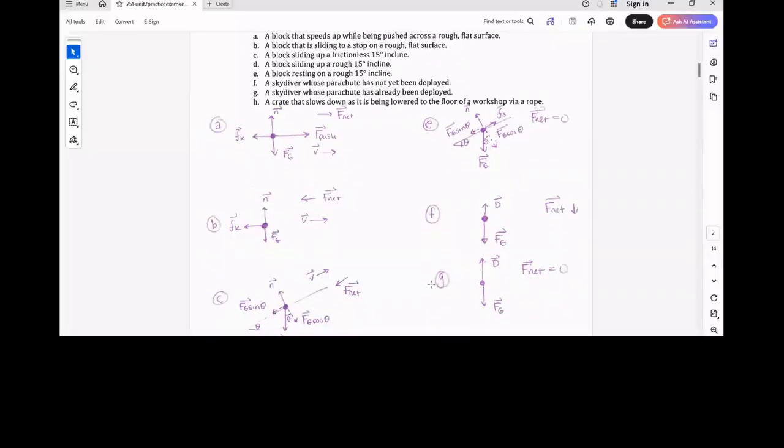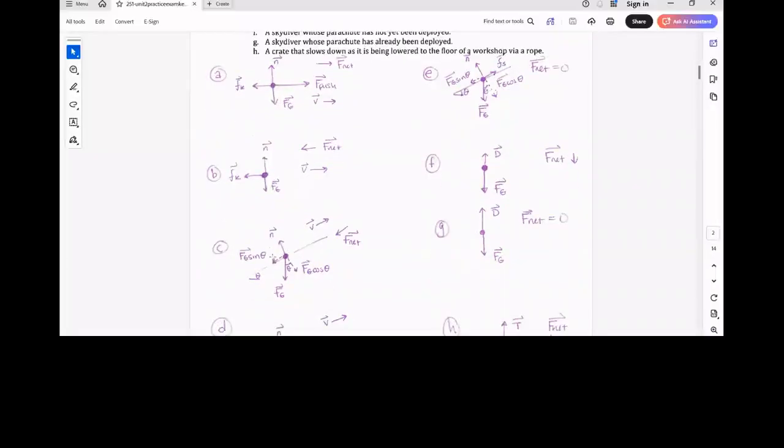C, a block slides up a frictionless 15-degree incline. Well, we know that we have a normal force that will no longer be exactly the same value as the gravitational force. This is because putting the object on an incline means that the gravitational force is going to split. So in other words, the gravitational force will have one component that's pointing downhill, and that's going to be our opposite or our sine component. There's going to be another component that's perpendicular to the surface, the cosine component, and the normal force is the one that's going to be equal and opposite of the cosine component of Fg.